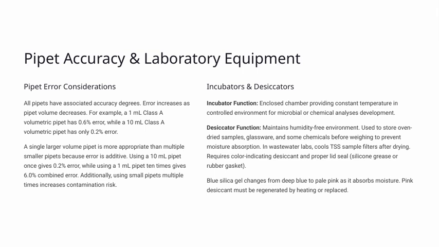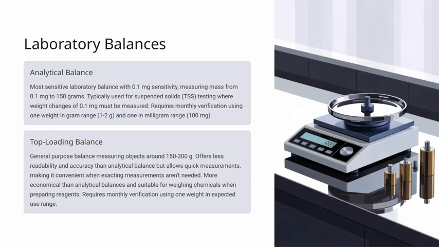They typically contain a color-indicating desiccant, like silica gel, which changes color as it absorbs moisture, from deep blue to pale pink. It's important to note that once the silica gel turns pink, it needs to be regenerated by heating or replaced to ensure it continues to function properly. And always make sure the desiccator lid is sealed tightly, using silicone grease or a rubber gasket to maintain the dry environment.